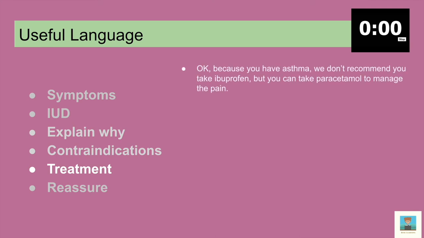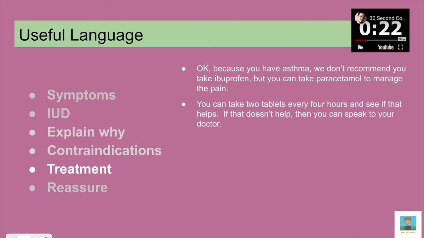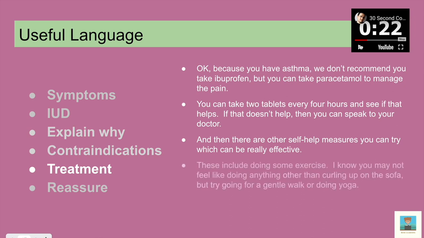Okay, because you have asthma, we don't recommend you take ibuprofen or aspirin, but you can take paracetamol to manage the pain. You can take 2 tablets every 4 hours and see if that helps. If that doesn't help, then you can speak to your doctor. And then there are other self-help measures you can try, which can be really effective. These include doing some exercise.